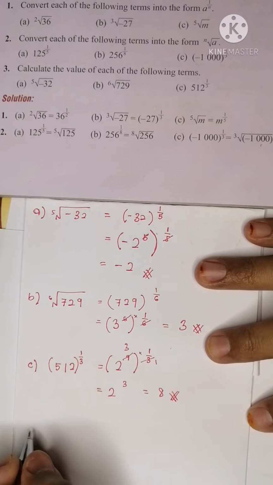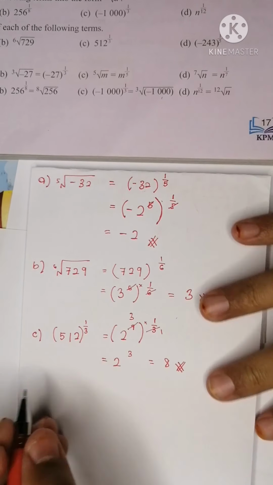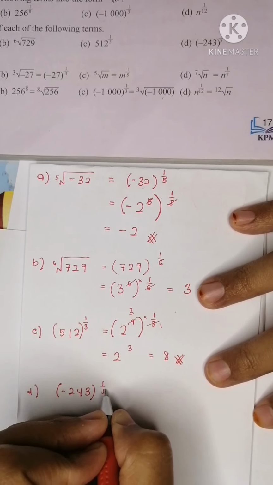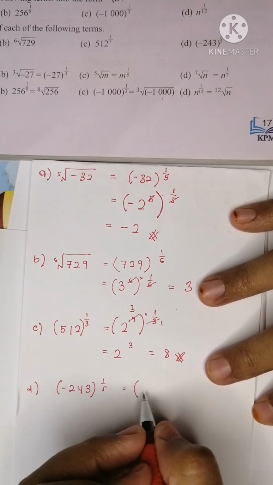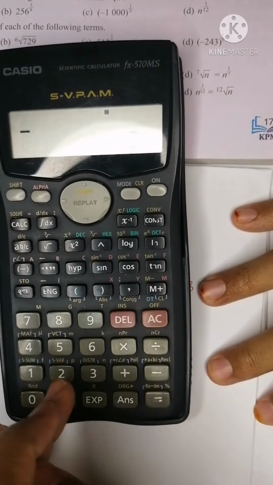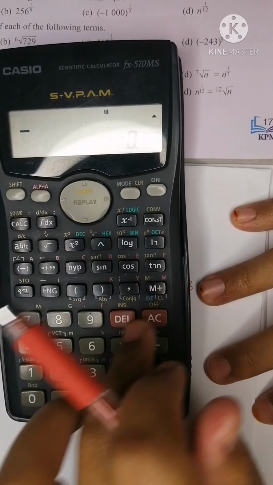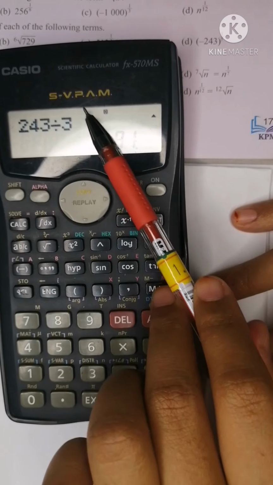Now look at D. The last example, D: negative 243 to the power of 1 over 5. Now we need to know the suitable base for 243. The negative here, just put it here. 243 divided by the lowest number first, 2. See, there is a decimal, so 2 is not suitable. So change it. 243 divided by 3. See, this is a whole number. So we know 243 can be changed into base 3.